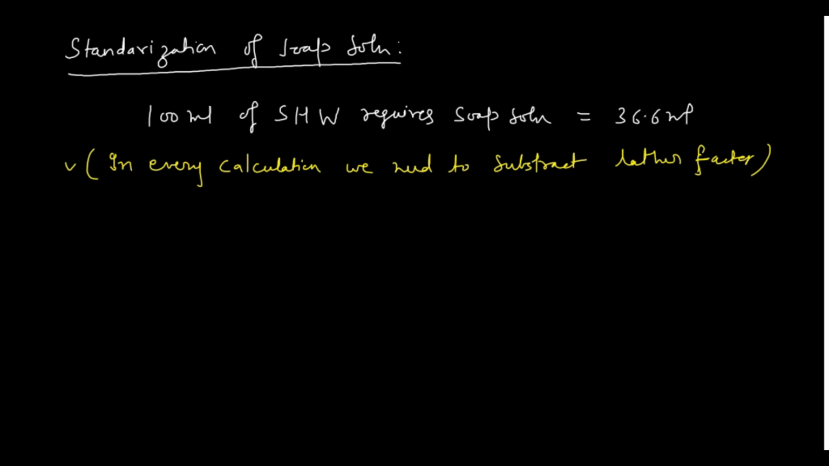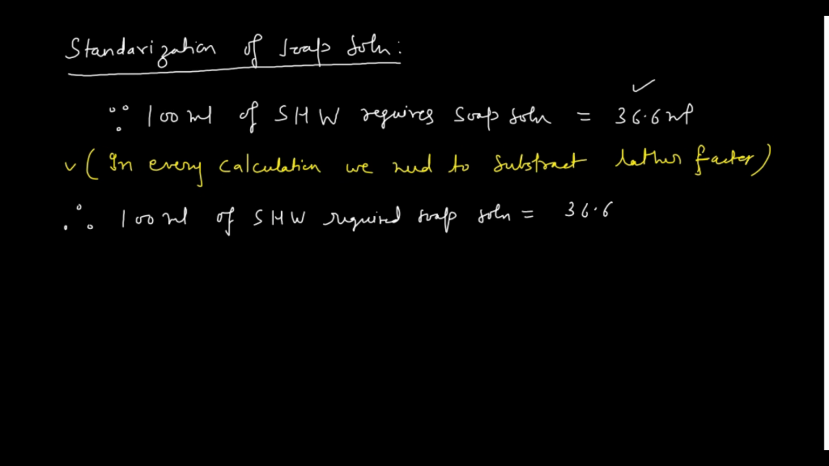So when you do this, since 100 ml of sample hard water requires soap solution 36.6 ml, therefore after making the necessary subtraction of the lather factor, it should be like that. Therefore 100 ml of SHW required soap solution equals to how much? 36.6 given here, and 0.6 is the lather factor.